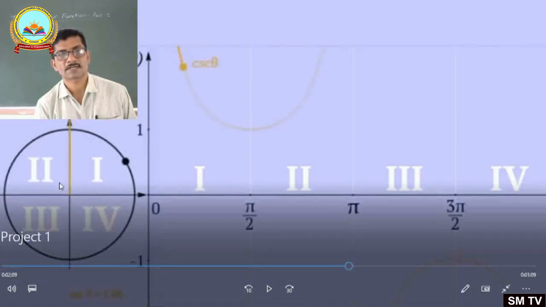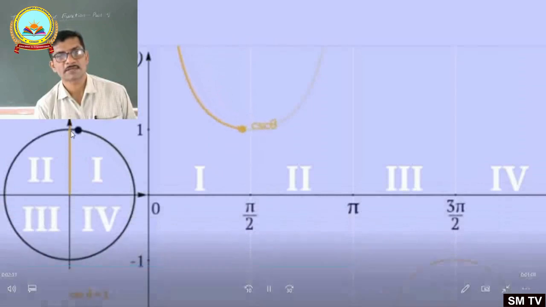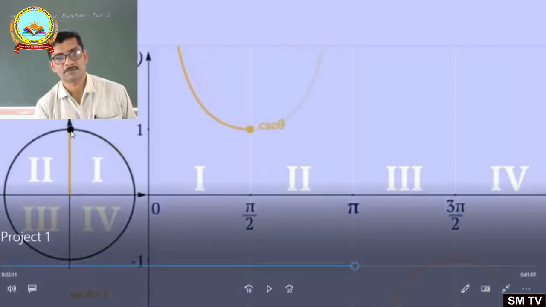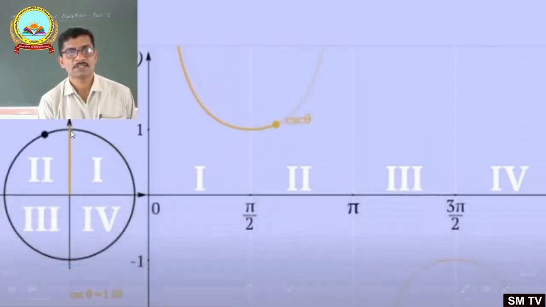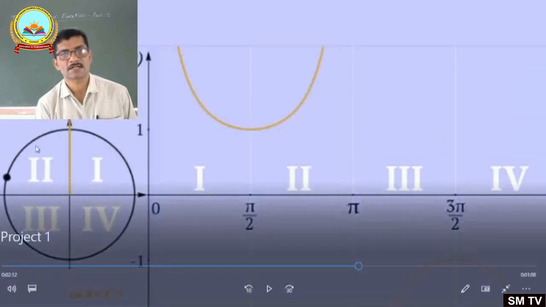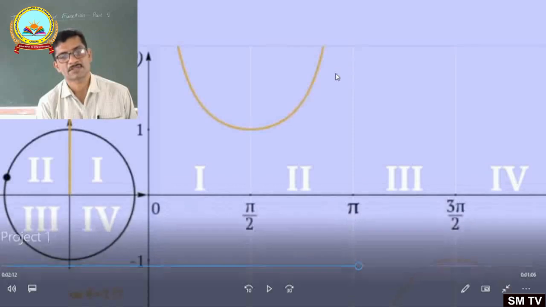This line is cosecant, it is starting from infinity. It comes to 1, and from 1 again starts going to infinity. The curve is like this, infinity to 1 and 1 to infinity in the first and second quadrant. Cosecant function is positive.